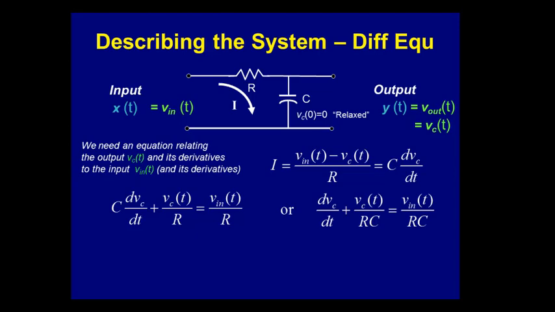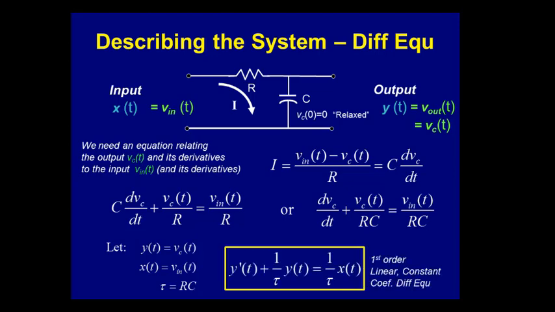And then here is the circuit differential equation. If I want to cast it in terms of my system variables like X and Y, I'd replace VC with Y, V in with X, and let's not keep writing RC. Let me replace that with tau. But you knew I was going to do that. Tau is the time constant of that circuit. And we'd have this as our differential equation.